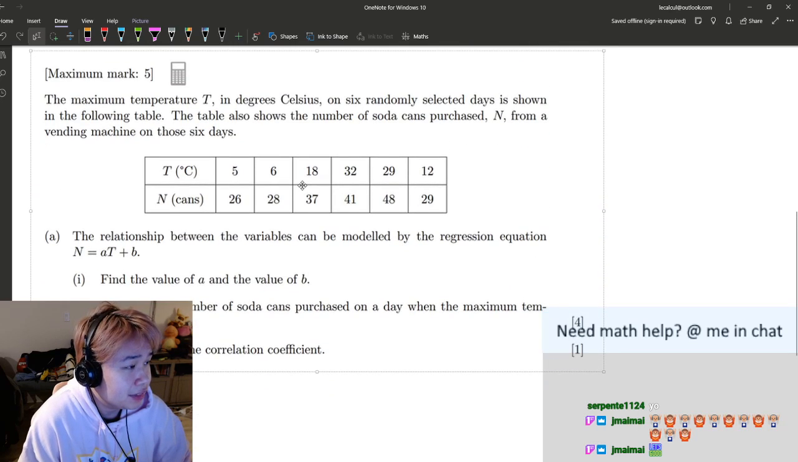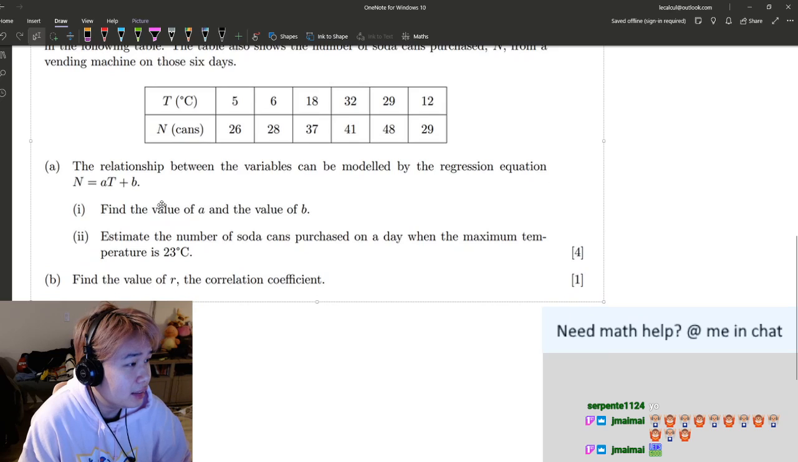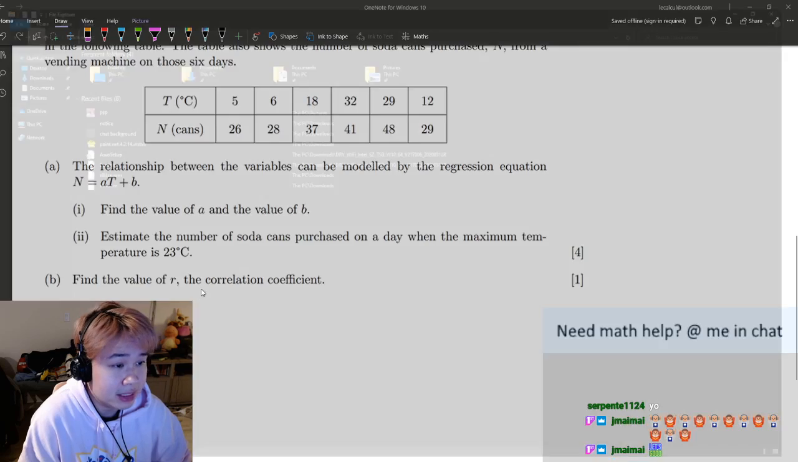So we have some sort of data table relating temperature to cans. And then we need to make a linear regression. So I need to get my GDC.